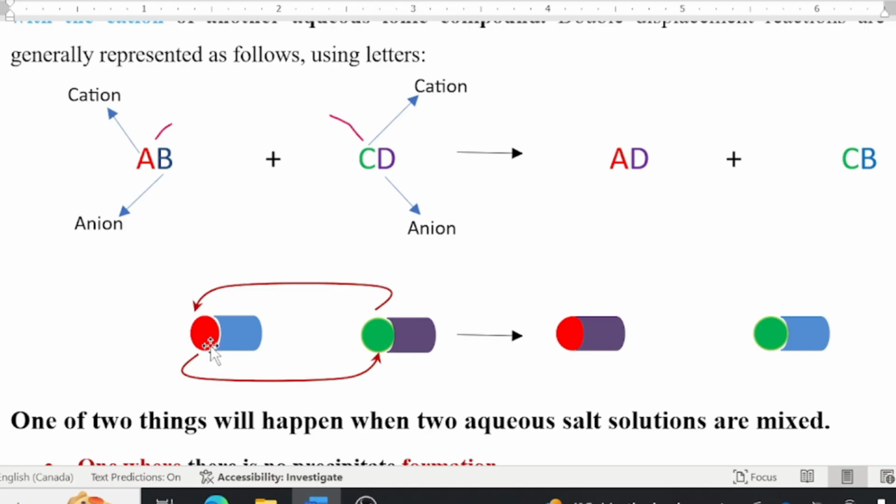It can also be represented by these models here. If that represented C, and that represented A, and that B and D. If you exchange these two, the cations here, you'll end up with these models here. You can see that these are new things that are formed.